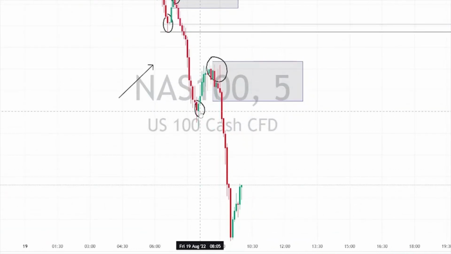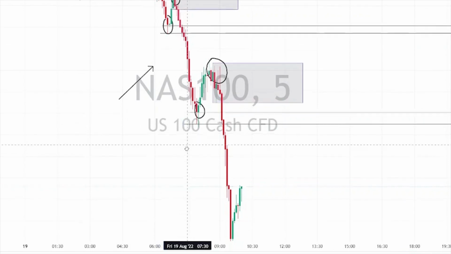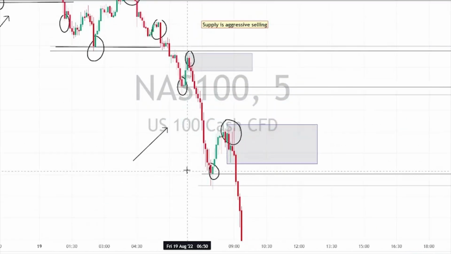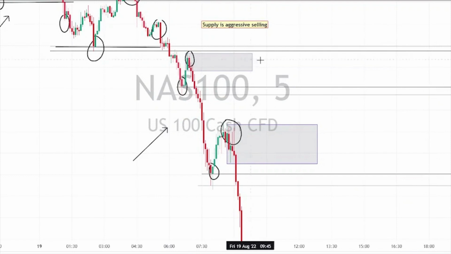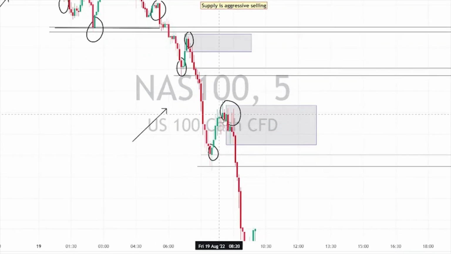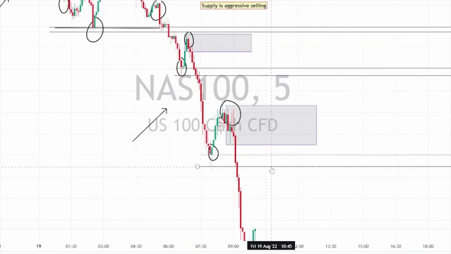Remember, we have to mark our structure below. The structure on a downtrend, you mark the swing lows. Remember here, I marked the supply, then I marked the swing low, the structure below it. So I marked my supply and I marked the structure below it, for the price to come back and then drop, or to come back here and then drop.